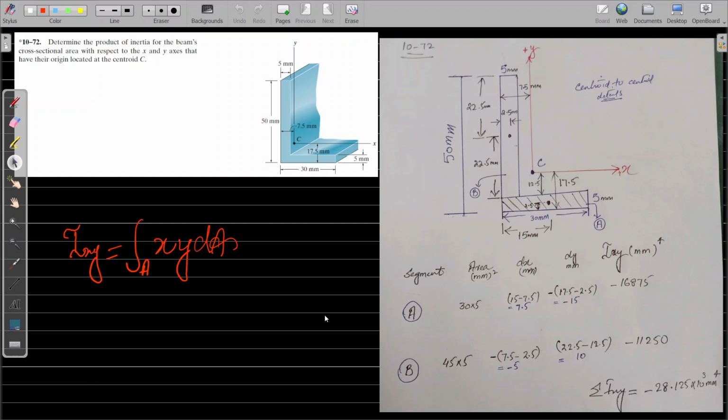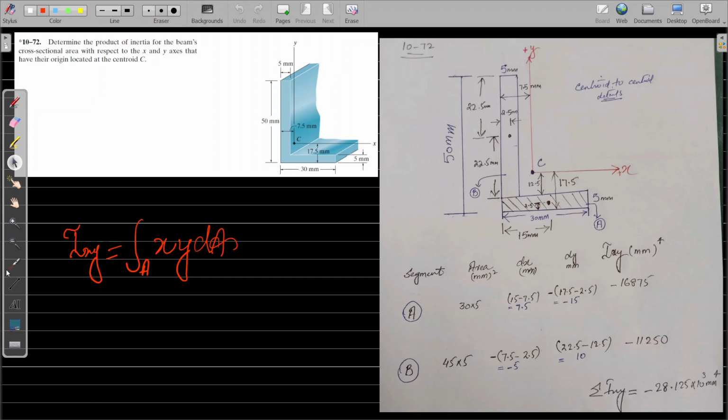Okay, so let's do another problem related to product of inertia calculation, or product moment of area calculation, for an L section beam. Let's read the problem first. You need to determine the product of inertia for the beam's cross-sectional area with respect to x and y axes that have their origin located at the centroid C.